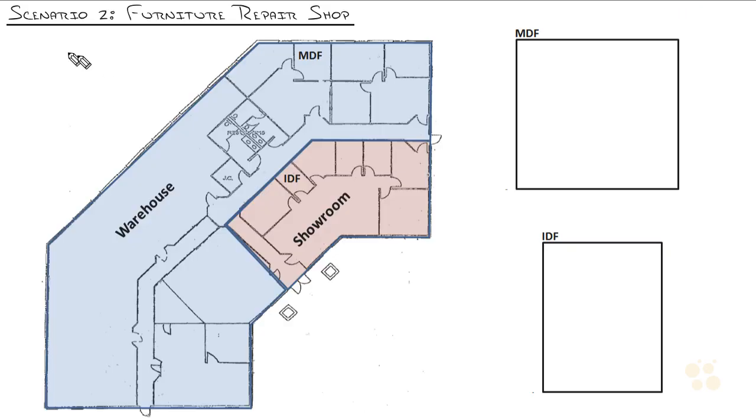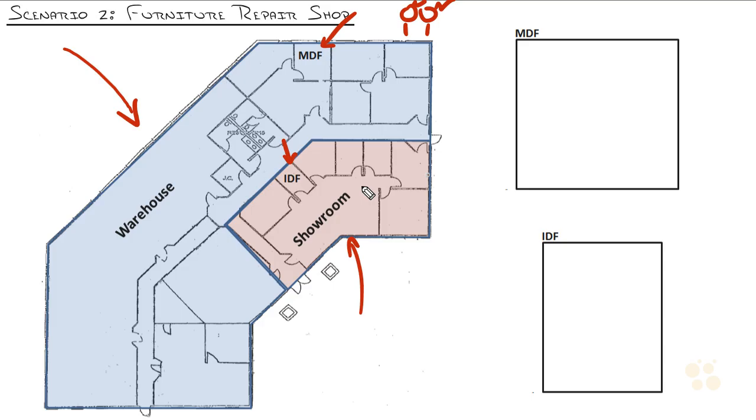Here's the floor plan of the furniture repair shop. Right here in the blue is the warehouse area. So this is where those 100 network drops are going to be needed. And over there in the upper right is the MDF. That's going to be where the two internet routers come in. You've got the redundant connections coming in there, and those connect to your switch or switches, however you decide to design this. Now up here is the showroom, a separate office suite. Notice we've got a little IDF there that will house the connections coming in from the showroom and maybe wireless and everything else.